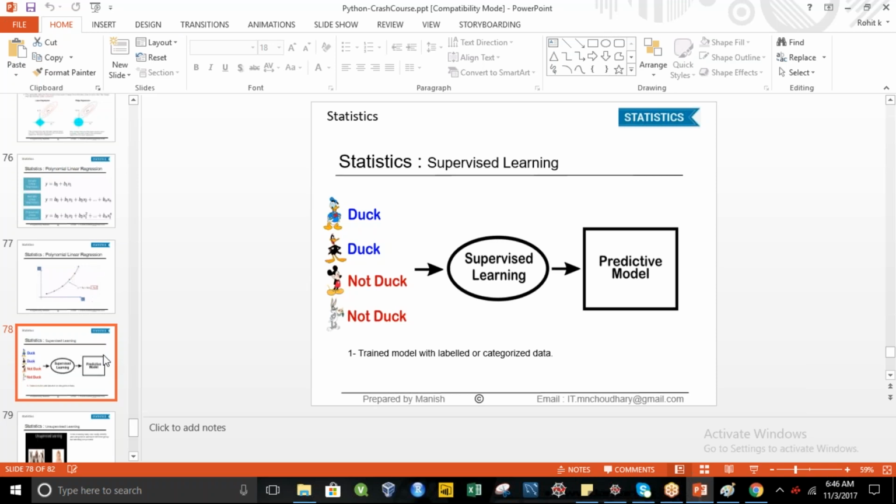So when we ask the kid, okay, please tell me what this new animal is, because the kid knows the category of the data, he will use his brain and he will say, okay, this is not a duck, this is a dog. For example, here is a duck, not a duck, not a duck. Suppose I show some dog photo here.